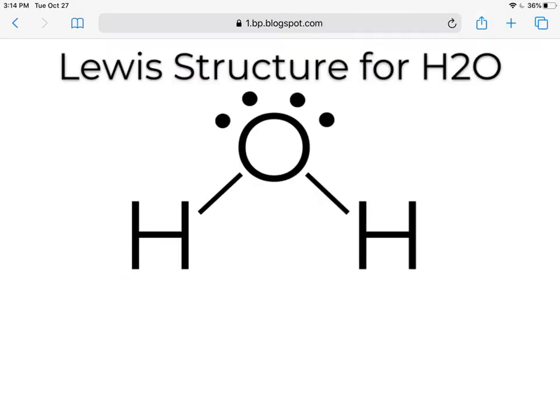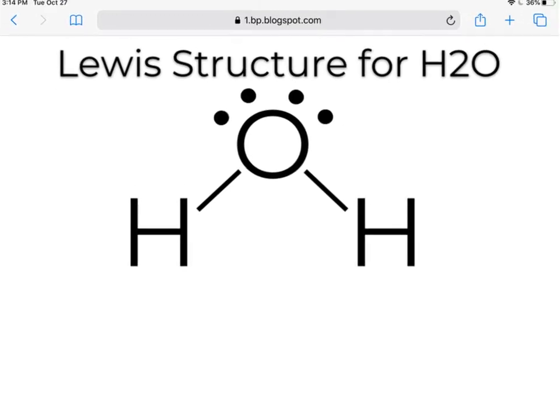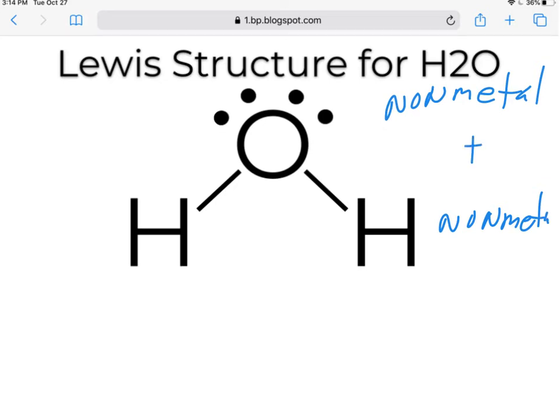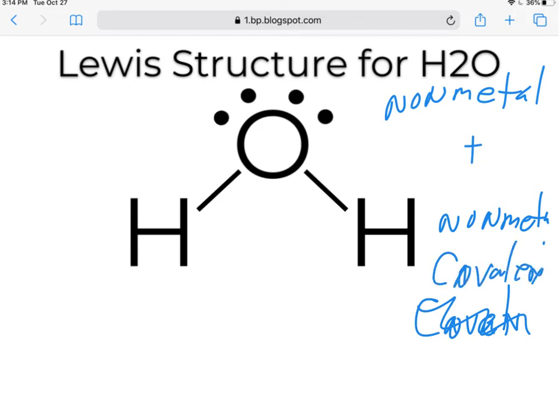Okay, now here you have oxygen, which is a non-metal, and you also have hydrogen, which is a non-metal. So a non-metal plus a non-metal gives you a covalent bond. Now remember, that means that they're going to share. I ran out of space over here. Okay, so this structure is your bent.